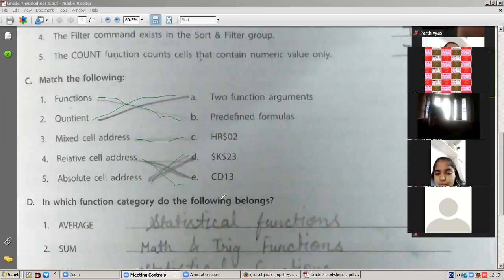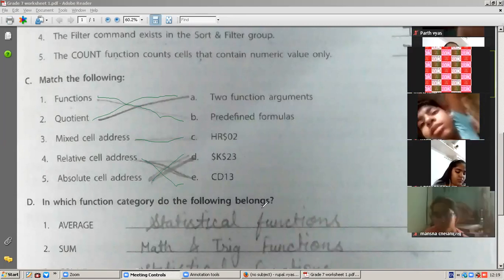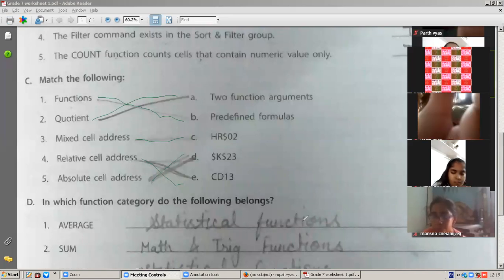After this, we have: in which function category do the following below? Now which function comes in which category, that we are going to write over here. So very first is the average function. It lies in the statistical functions. So we are writing the category over here. Then the sum function, that is in the category of math and trig functions. So we are writing this.